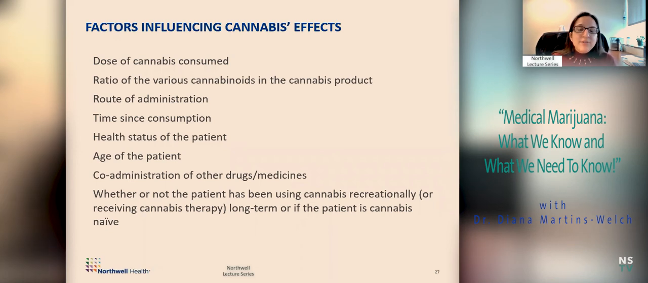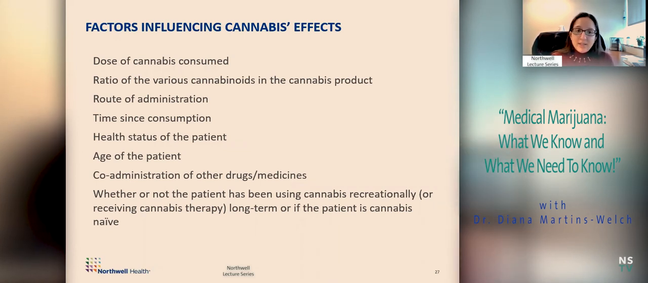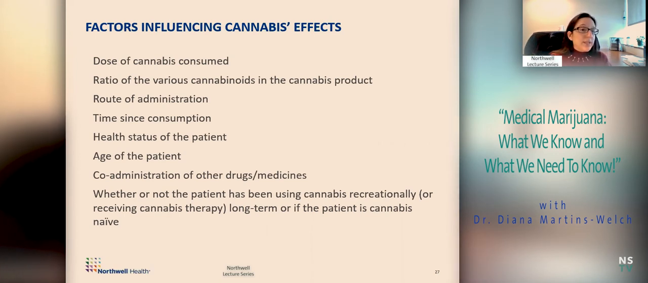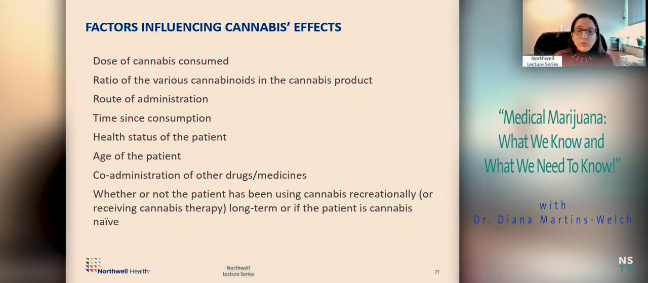So some factors influence the effects that cannabis has on the body. The dose of cannabis that's consumed: of course, it's going to be a very different response if you're taking 2 milligrams of THC versus 20 milligrams of THC. The ratio of the various cannabinoids in the product, so you have THC and CBD in combination. Are you taking a THC-predominant product, where it may be a 20-to-1 ratio, or a 1-to-1 balanced ratio product?